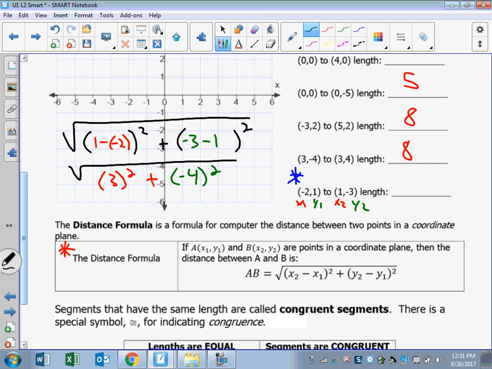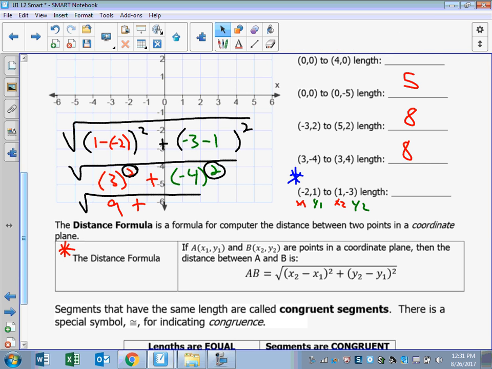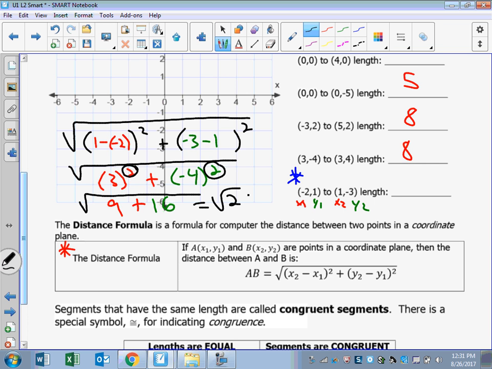So mathematically, the squares are why the distance will always be positive. Because you have -4 squared, -4 times -4, that's going to end up being positive. But for our last step, we have 3 squared is 9, plus -4 squared is 16. Okay, and that is going to be equal to square root of 25, which is 5. So that's an example of how you would apply the distance formula when your points are diagonally across from each other.